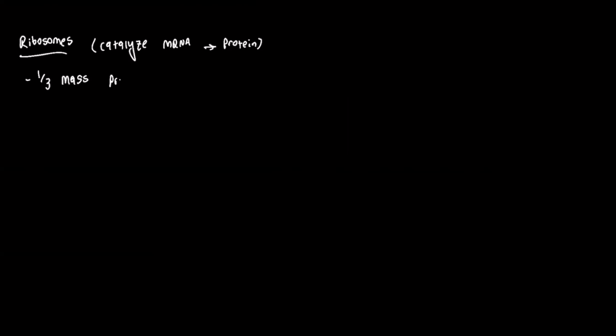So he did mention ribosomes this week. Recall ribosomes catalyze the transition of mRNA to protein. They are like the factories that make proteins. So ribosomes are made up of a third of their mass is proteins, and 2/3 of their mass is RNA. It's rRNA, where the little r stands for ribosomal.